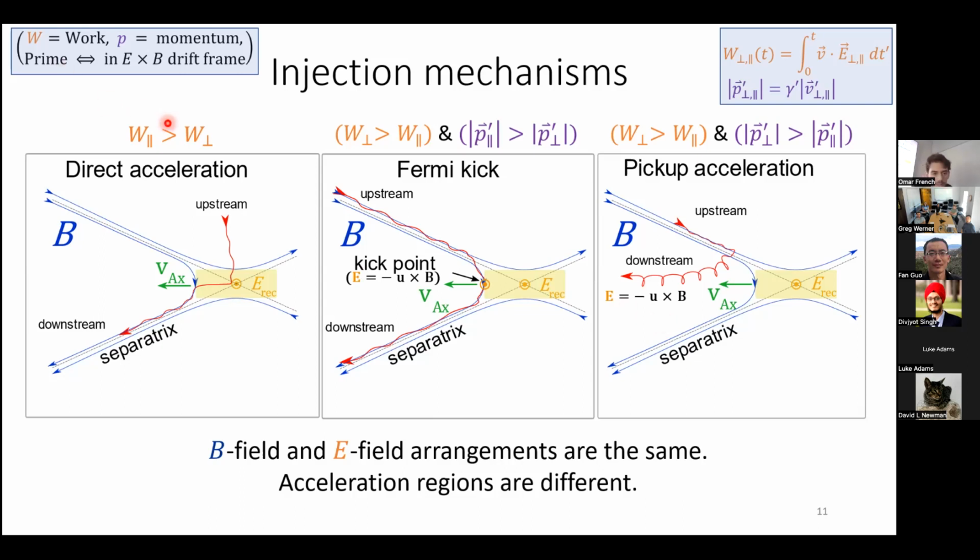And so you'll see these expressions up here, such as W parallel greater than W perp and P parallel greater than P perp. What this means is this is the work done by parallel electric fields as a function of time, and this is for perpendicular electric fields, and these momenta components are calculated in the E cross B drift frame. And that is done because we're interested in what these momentum component gains are relative to the bulk plasma motion.